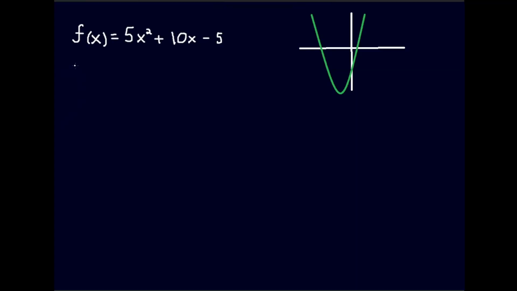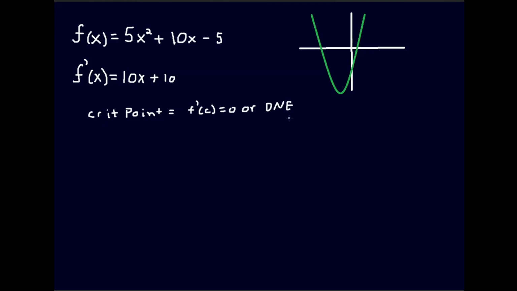To help us find this value, the first step would be to take the derivative. So doing so gives us f prime of x equals 10x plus 10. The critical point is defined as the number c such that the derivative of a function at that point is 0 or does not exist. Or more concisely, you can write it as f prime of c equals 0 or does not exist. Visually, you can think of this as when the slope of a graph is 0.